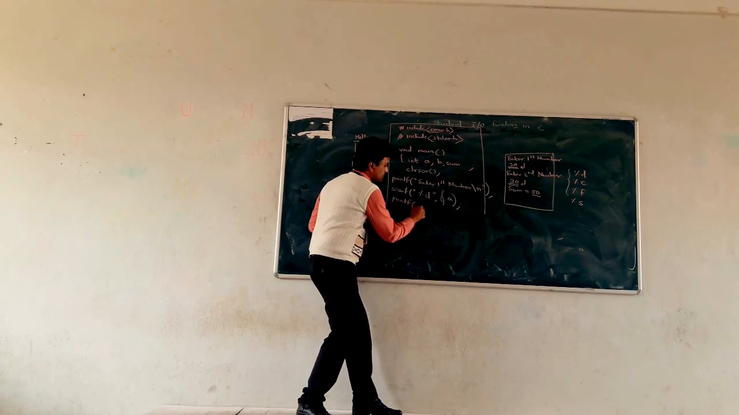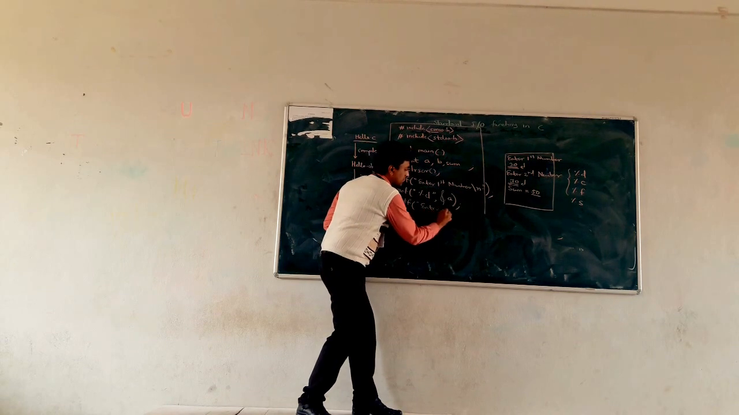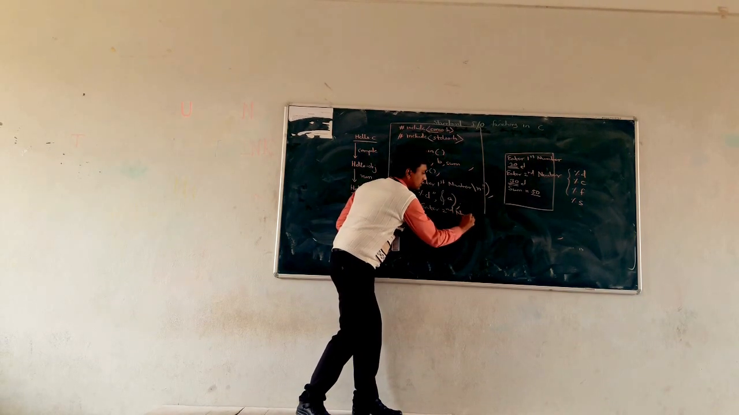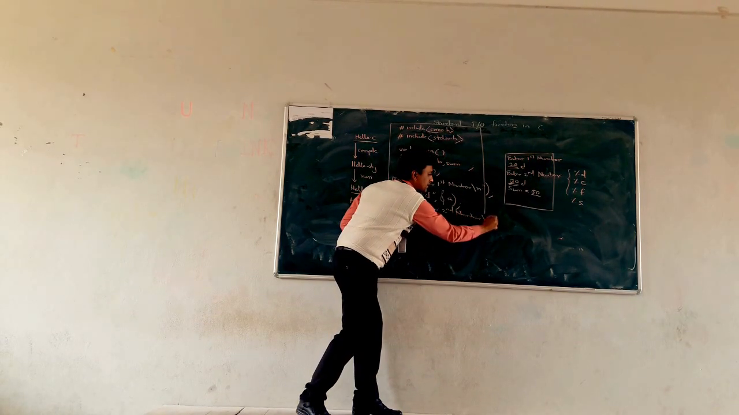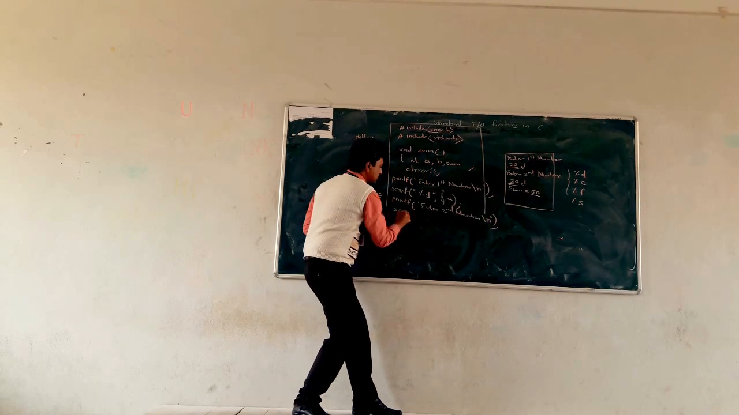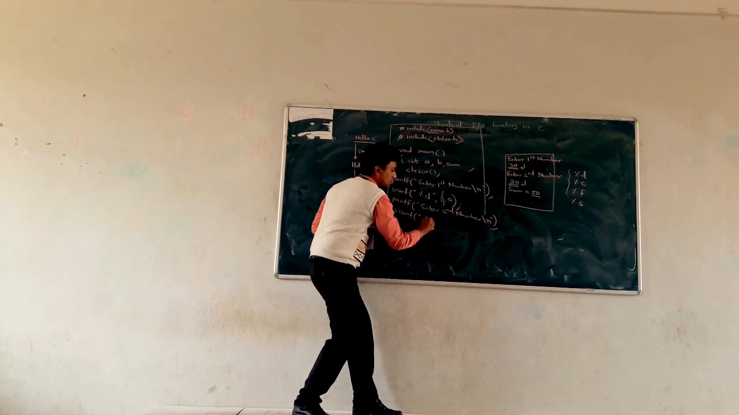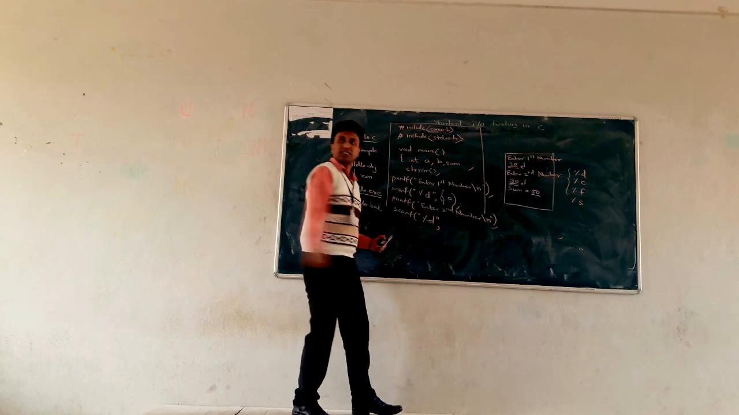printf. Enter second number, \n, double quotes complete, then scanf, %d.